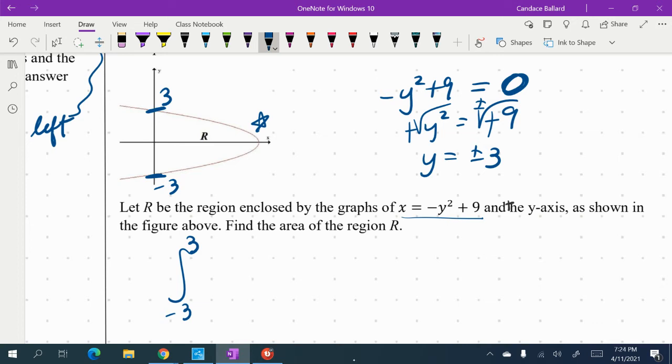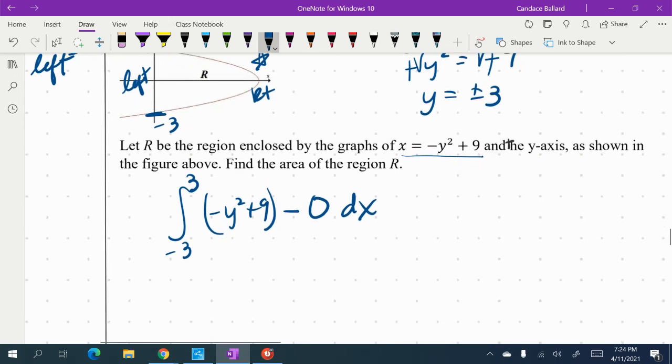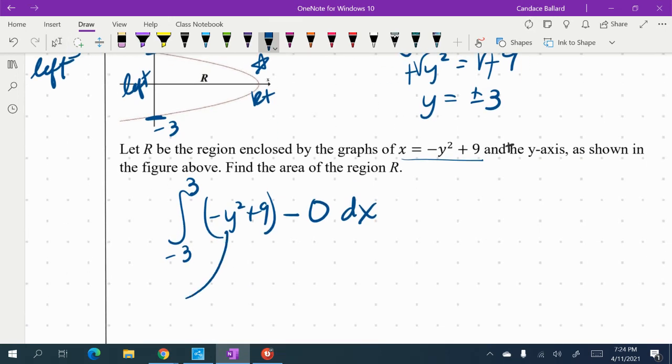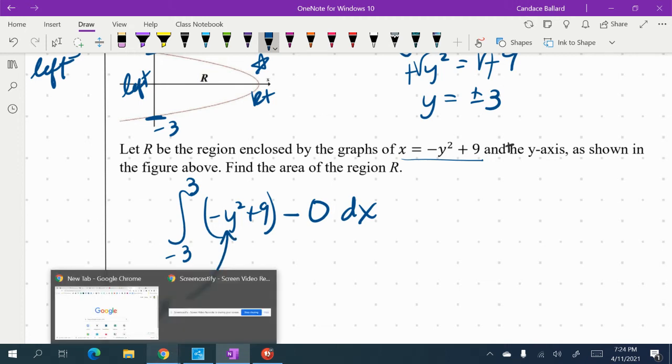Then I know that I have to do the right minus the left. Well, in this case, the left is just 0. So my right is negative y squared plus 9. And then minus my left, which is 0 dx. I really don't need my left when I put this in the calculator. When I put this in, though, I'm just going to use an x there instead of a y. Okay, so I'm just going to put this in.